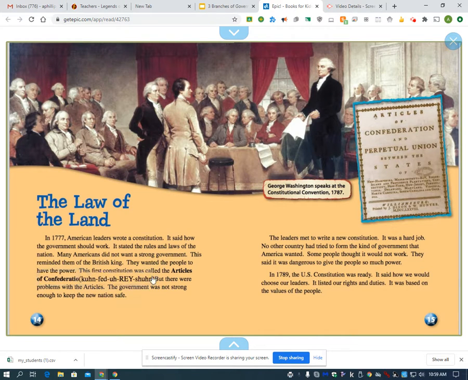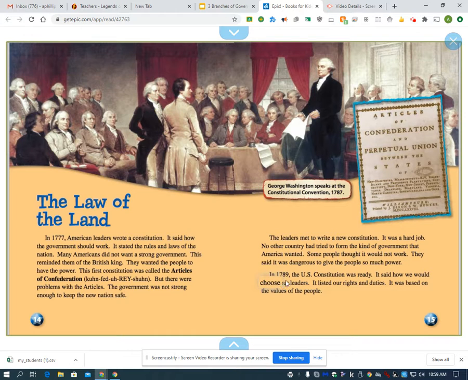This first constitution was called the Articles of Confederation, but there were problems with the articles. The government was not strong enough to keep the new nation safe. The leaders met to write a new constitution. It was a hard job. No other country had tried to form the kind of government that America wanted. Some people thought it would not work. They said it was dangerous to give people so much power.